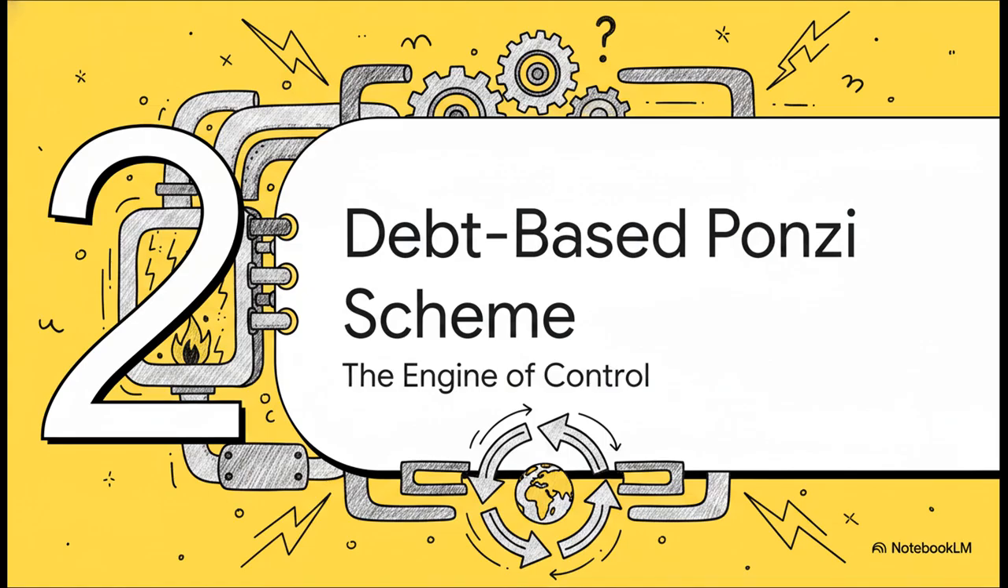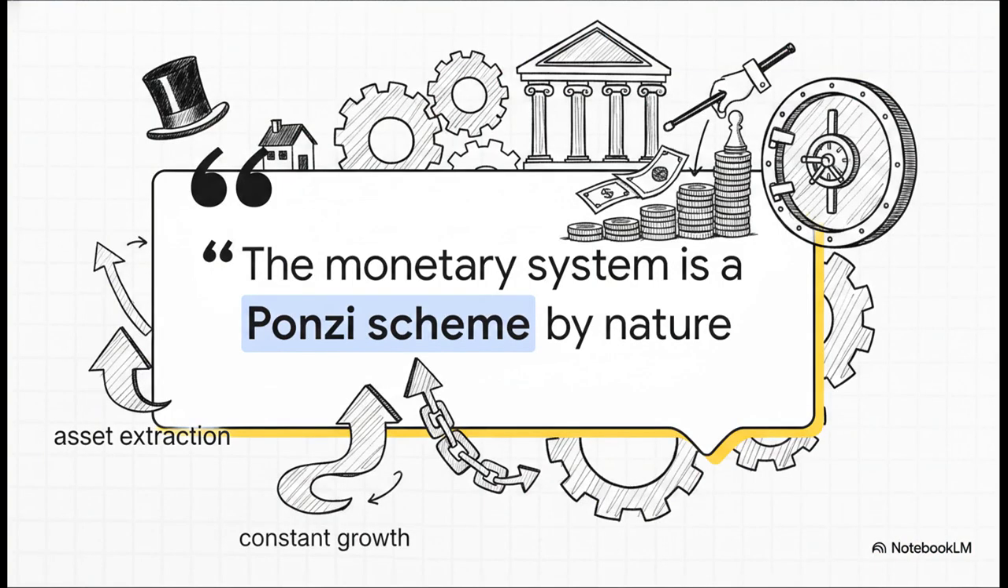Section 2, the debt-based Ponzi scheme. To understand the fuel, we have to look at central banking and the architecture of our modern economy. The core thesis here is fascinating. The central banking system operates exactly like a forced game of Monopoly. The rules of the game are systematically designed to concentrate wealth upwards over time, forcing constant growth and asset extraction just to keep the whole game going.